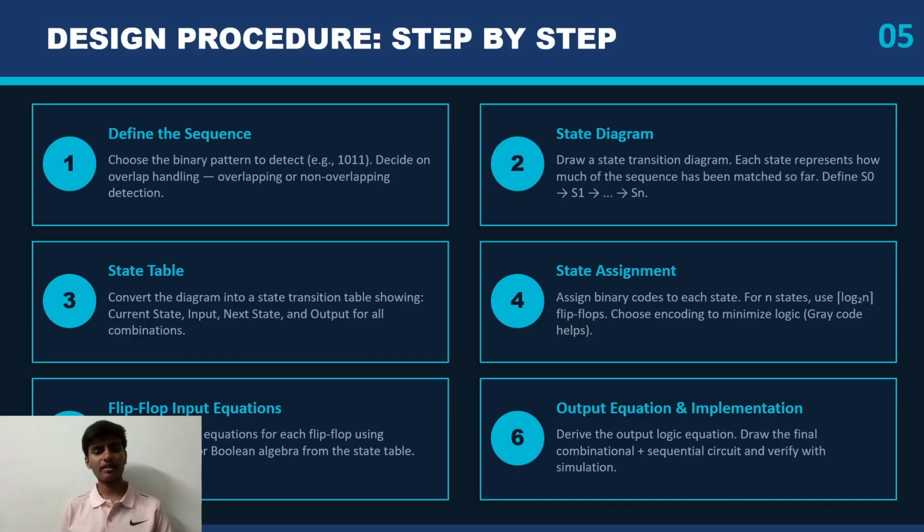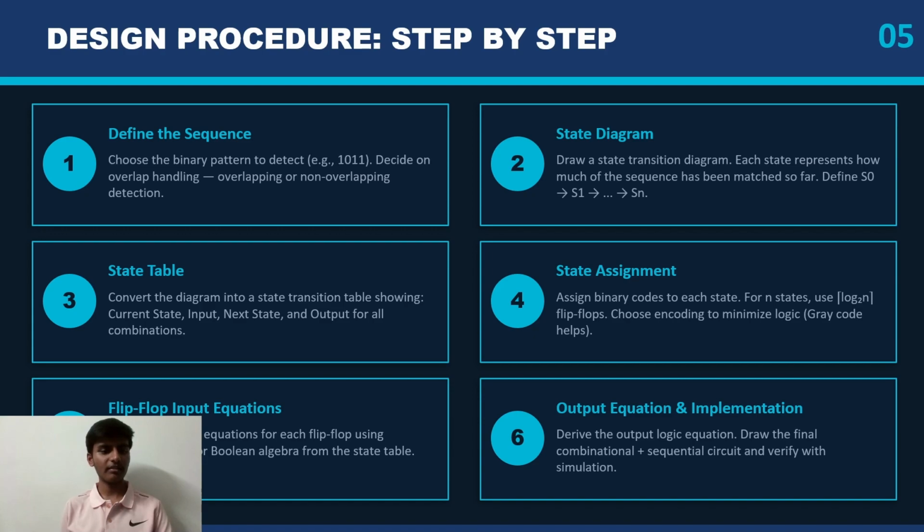This is the step-by-step procedure for finding a pattern. First, we choose the binary pattern to detect, for example 1011, and decide on overlap handling, for example overlapping detection or non-overlapping detection. Second is the state diagram. We have to draw a state transition diagram. Each state represents how much of the sequence has been matched so far. It is defined by S0, S1, and so on.